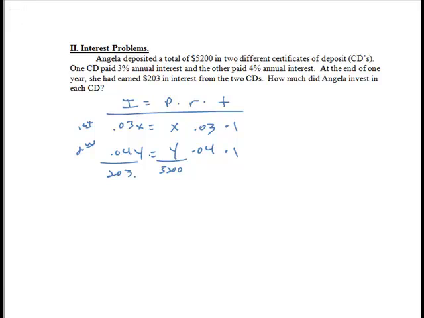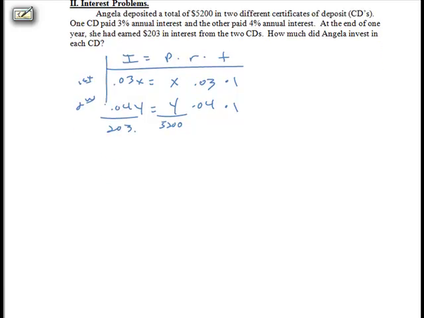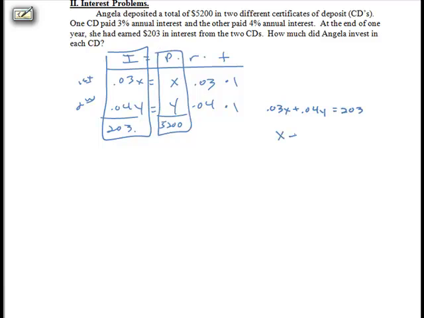So if you take the time to complete the table here, we have our 2 equations right here in front of us that will form our system of 2 linear equations. The first equation comes from the interest, 0.03x plus 0.04y is equal to the total amount of interest earned, 203. The second equation are your principals. The amount invested in the first account, x, plus the amount invested in the second account, y, must equal the total amount invested, 5,200.